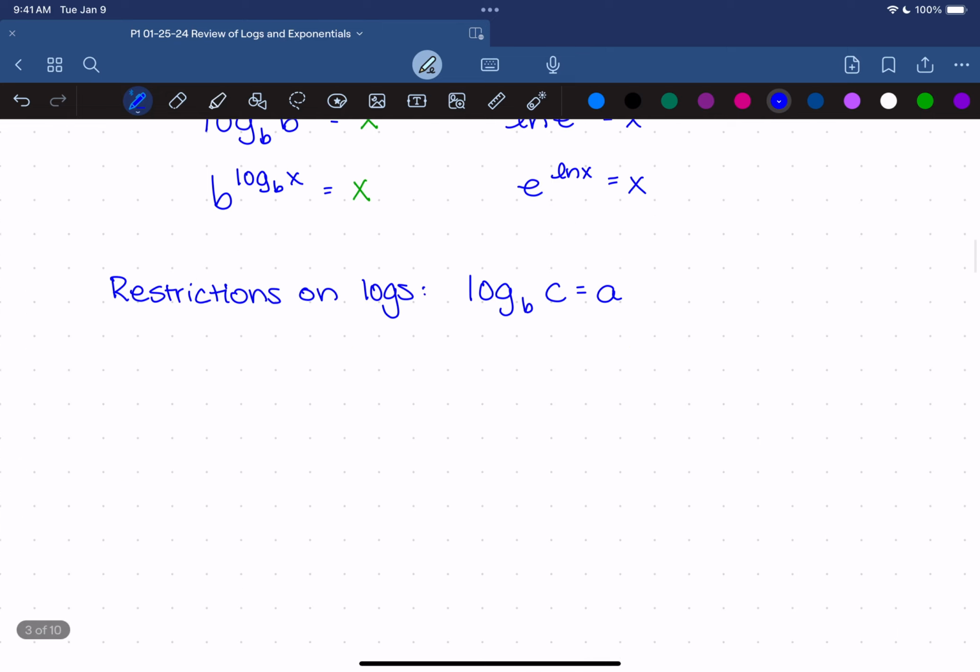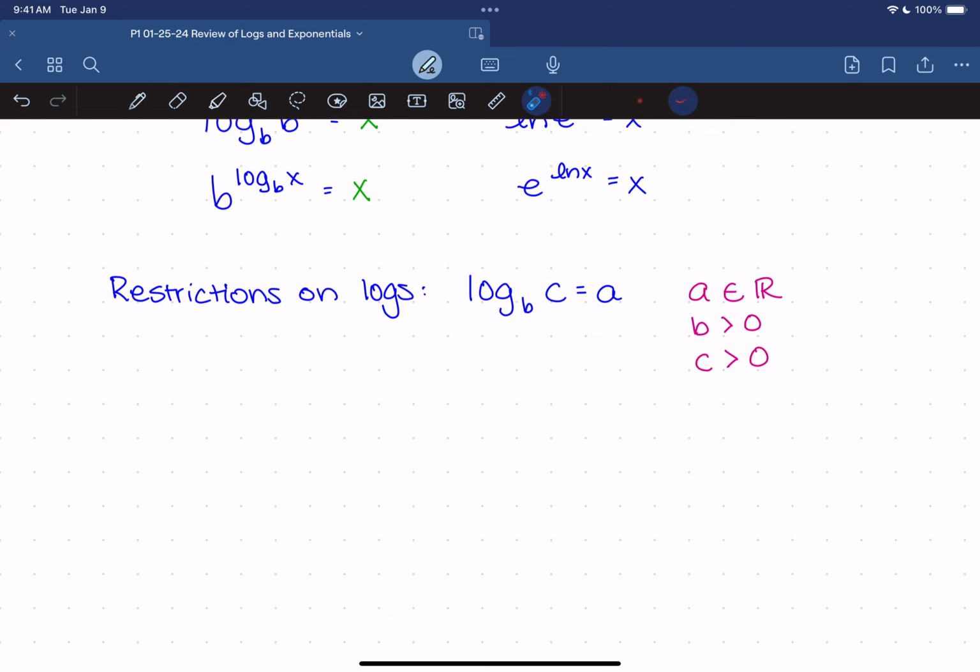And then finally, to finish out this section, this is the longest section, by the way, I think. Restrictions on logs. I'm not going to go into why in this video. It has to do with them coming from exponentials and all that. But anyway, just trust me on this. A will always exist in the set of real numbers, and B must be a positive real number. C will always be a positive real number.